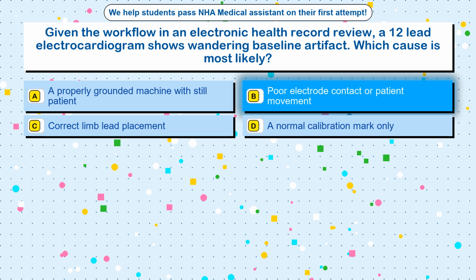The correct answer is option B, poor electrode contact or patient movement.